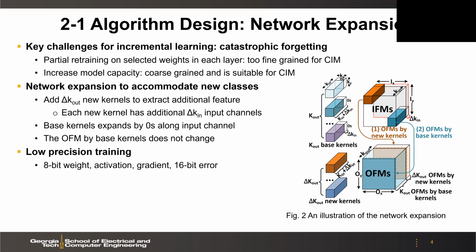In this work, we use network expansion to accommodate new classes. For each layer, the number of convolutional kernels is increased by delta k out to extract additional features. Therefore, the number of input channels is also increased. For the base kernels, it is expanded by 0 so that the output feature maps produced by the base kernels don't change. During the training, we only train the new kernels while the base kernels are frozen. A low precision training scheme is used with 8-bit weight, activation, gradients and 16-bit errors.